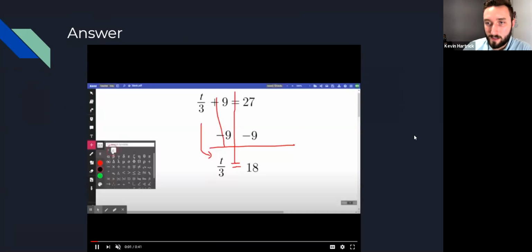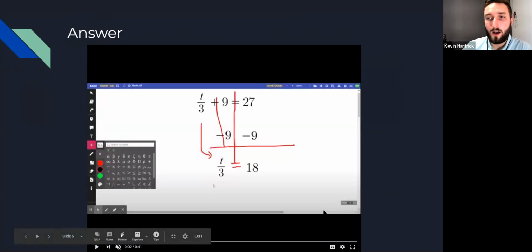So in this case, everything was done well up until this point. So the first step was good. We subtracted 9 on both sides. That was the opposite of adding 9. Looks good. So now we have t over 3 equals 18. And what the student did in the previous mistake was they divided by 3 on both sides. But remember, we have to do the opposites.